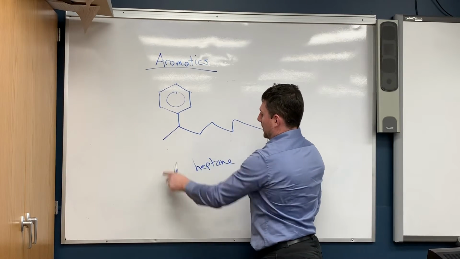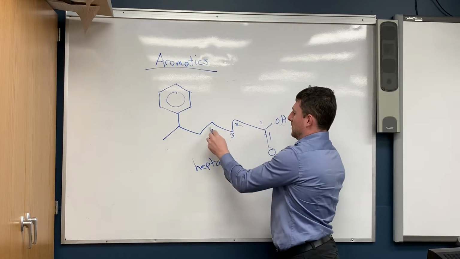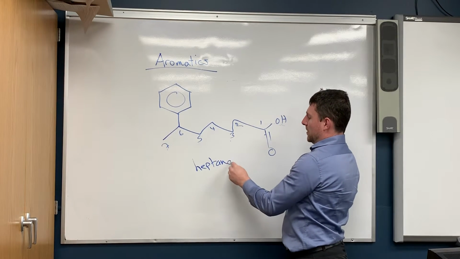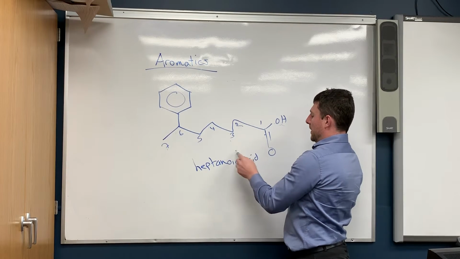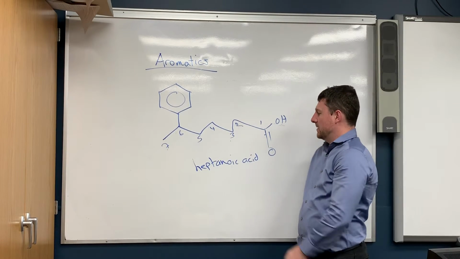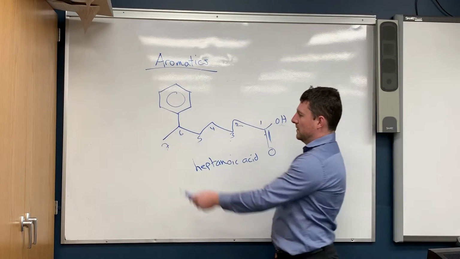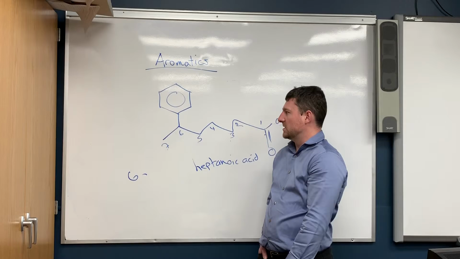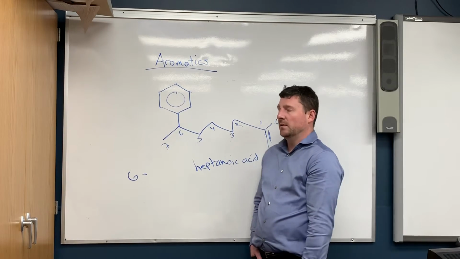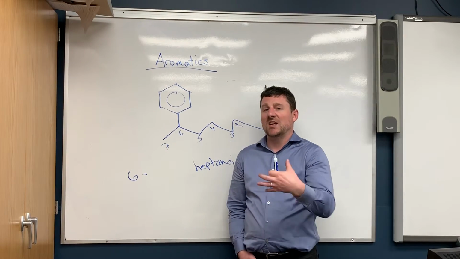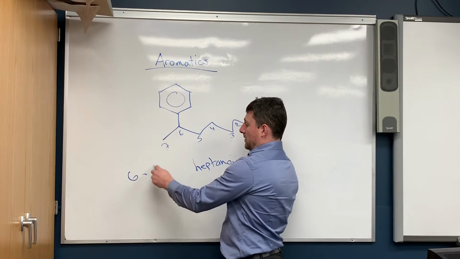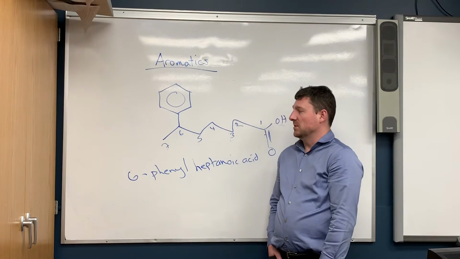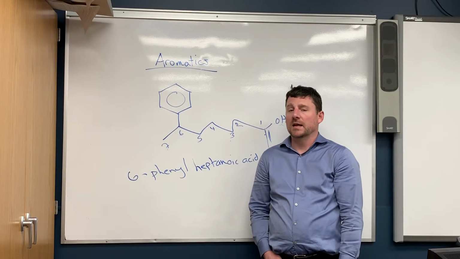Okay. I could go 1, 2, 3, 4, 5, 6, 7, and I could make it instead a heptanoic acid, right? If this is heptanoic acid, then what's on the 6th carbon? We don't call it 6-benzene heptanoic acid. When the benzene ring is named as a side chain, it gets the name phenyl. So this would just be 6-phenyl heptanoic acid.